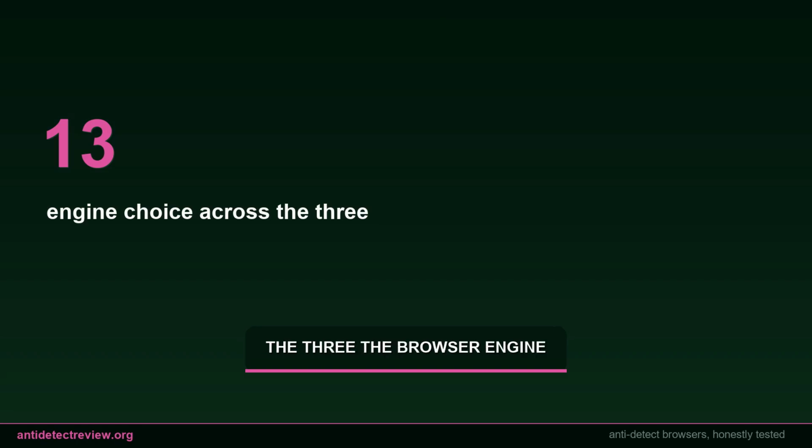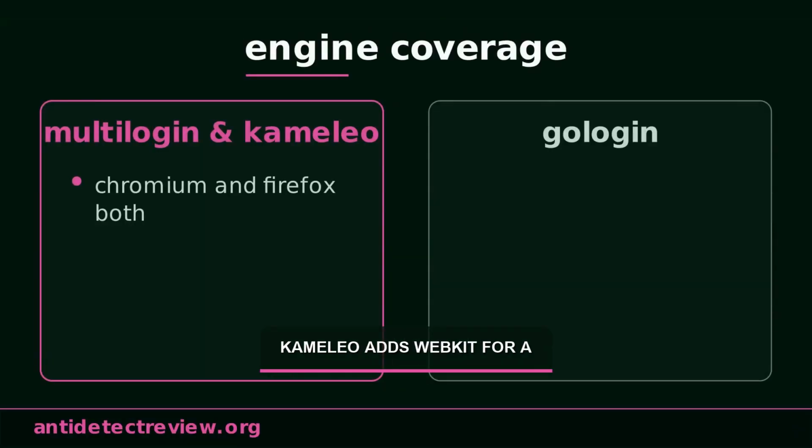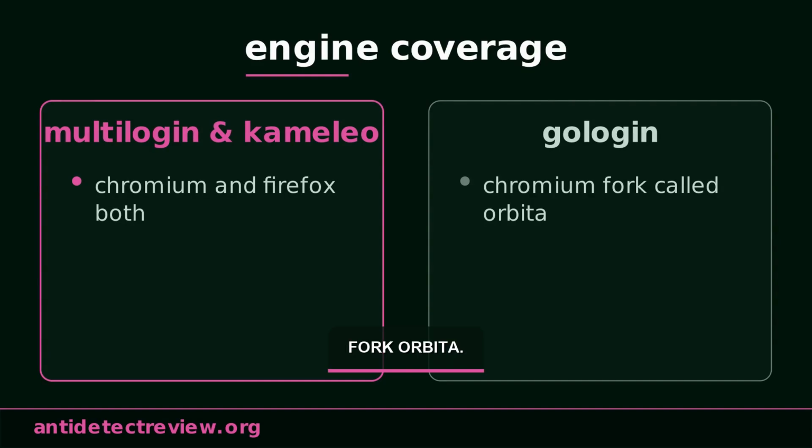Engine choice across the 3. The browser engine under each tool is worth a moment. Multilogin and Kameleo both give you Chromium and Firefox options, and Kameleo adds WebKit for a Safari-like presentation, while GoLogin centers on its Chromium fork or beta.